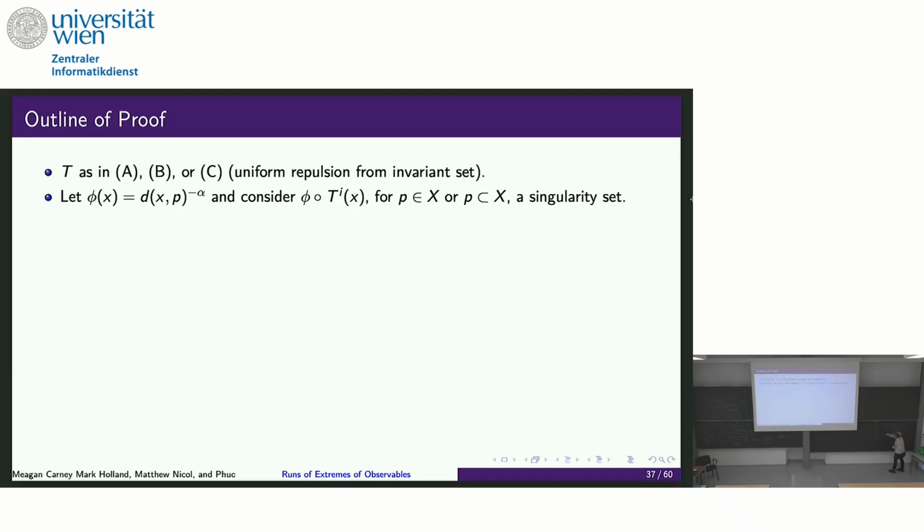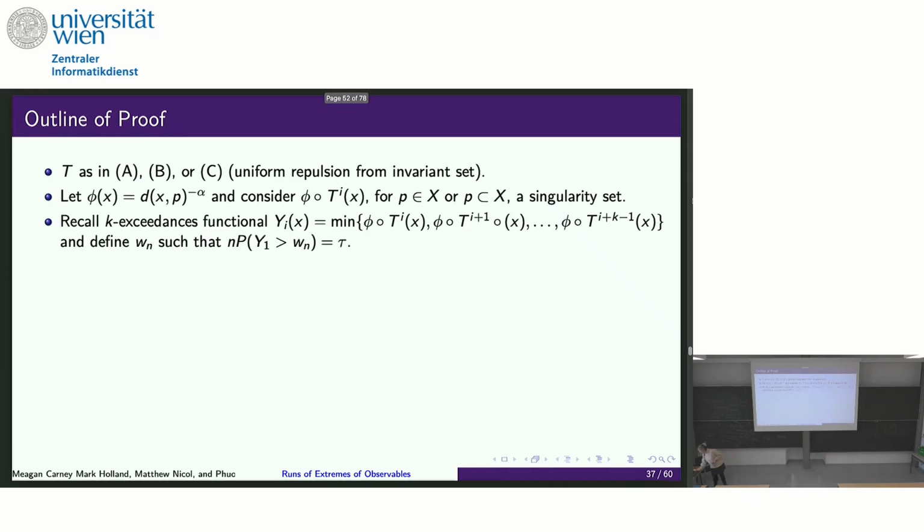And U_n is some neighborhood around that. So we're looking at expansion away, or repulsion. Okay, good. So our minimum functional is just given by the minimum of our observable taken on iterations.